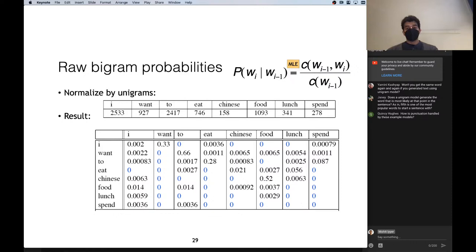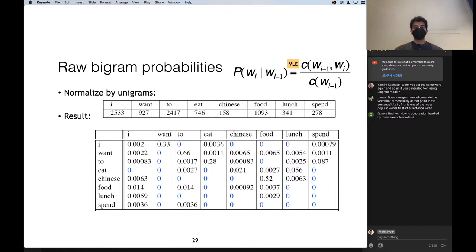But this can pose complications when there are legitimate cases of a grammatical bigram that just never occurred in this data set. It shouldn't have zero probability, and that has a lot of issues for using this language model for other sentences outside of this data set. So we'll talk about that a bit later.